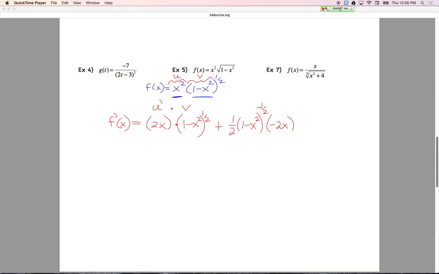Now let's look at that. All of that right there by itself is just v prime. Plus, no, not plus, times x squared. Times x squared, and there's your u. So look at that. Just pause for a minute.